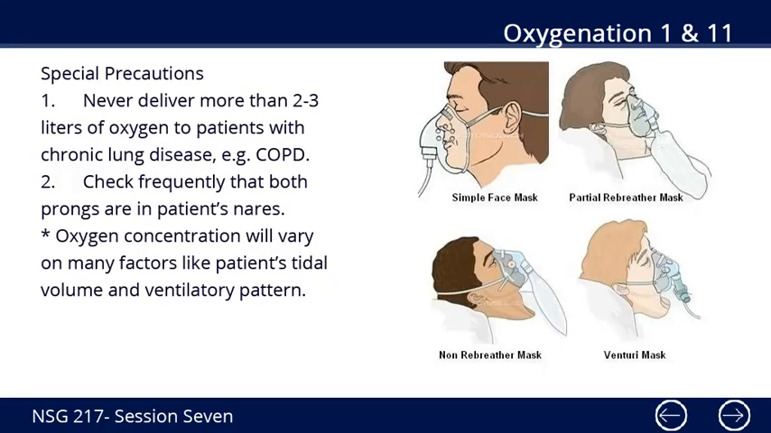Special precautions. Number 1, never deliver more than 2 to 3 liters of oxygen to patients with chronic lung disease, that is, chronic obstructive disease. Number 2, check frequently that both prongs are in the patient's nostrils. That is, oxygen concentration will vary on many factors like the patient's tidal volume and ventilatory pattern.